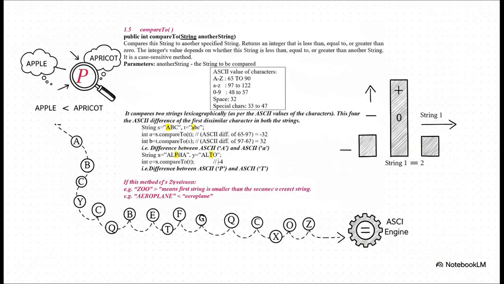So how does a computer actually sort strings alphabetically? It's not magic, it's a method called compareTo. What it does is it compares two strings, character by character, based on their underlying numeric values, their ASCII values, to see which one should come first.